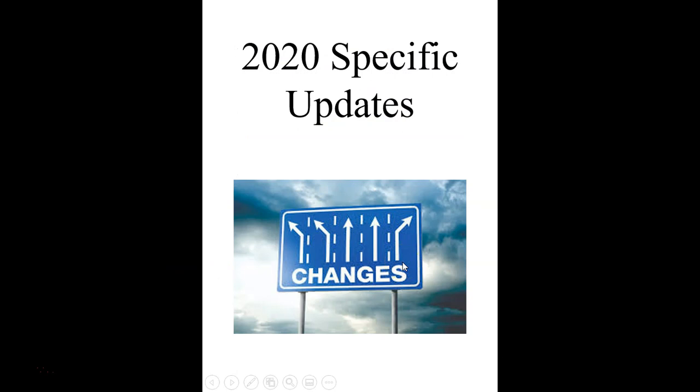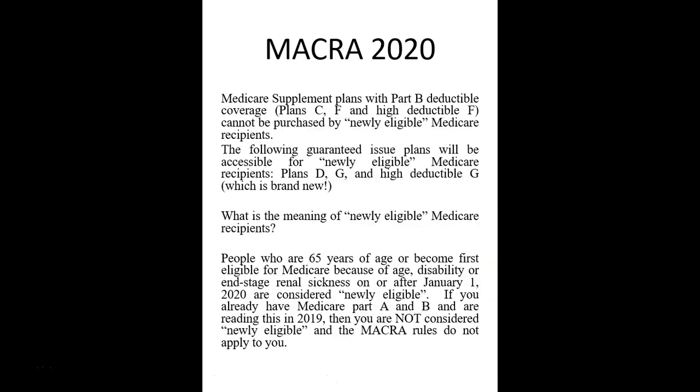Let's talk now about the Medicare 2020 specific updates and changes and how they affect you. You may have heard about or seen the Medicare MACRA for 2020. Basically, that means that Medicare supplement plans with Part B deductible coverage, such as Plan C, Plan F, and High Deductible F, cannot be purchased by any newly eligible Medicare recipients starting January 1st of 2020. So those plans can no longer be bought.